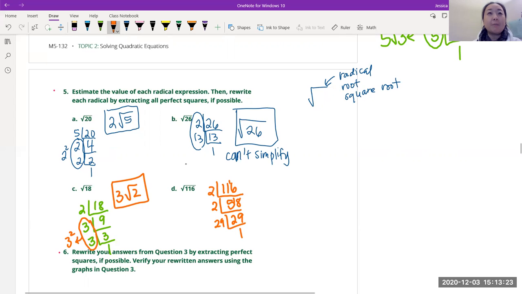And again, do we have any perfect squares? The 2s right here. So we have a double right here. So the perfect square is going to come out of the radical. So it's going to be 2 root 29. Okay. And some people may ask, well, what if we have 2 numbers that don't have a pair? Then you just multiply those 2 numbers. All right. That's how that goes.